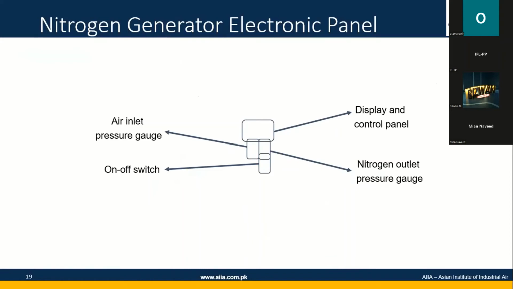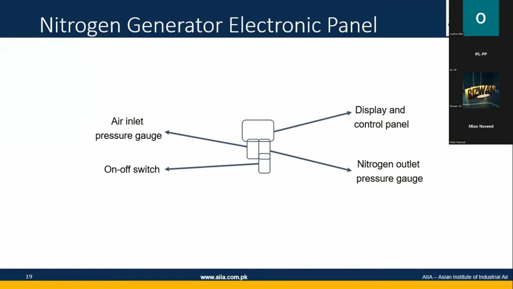So if you have an idea what this panel looks like of the nitrogen generator and what parameters it is giving you. You can see in the diagram the air inlet pressure gauge. What is the inlet pressure? The inlet pressure is very important because there is a drop of 1.5 to 2 bar over the nitrogen generator. So if you are not getting the right amount of inlet pressure, you won't be getting the right amount at the outlet.